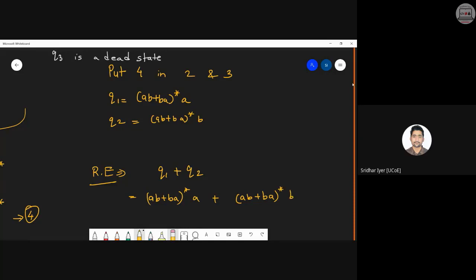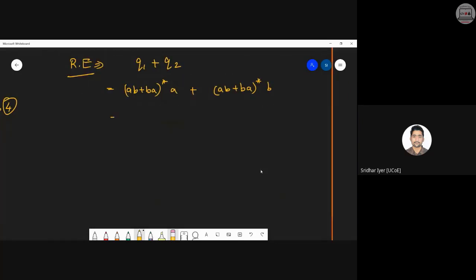Correct or not? We can further simplify it. We can take (AB + BA)* as common. It will be A + B. This is your final answer.